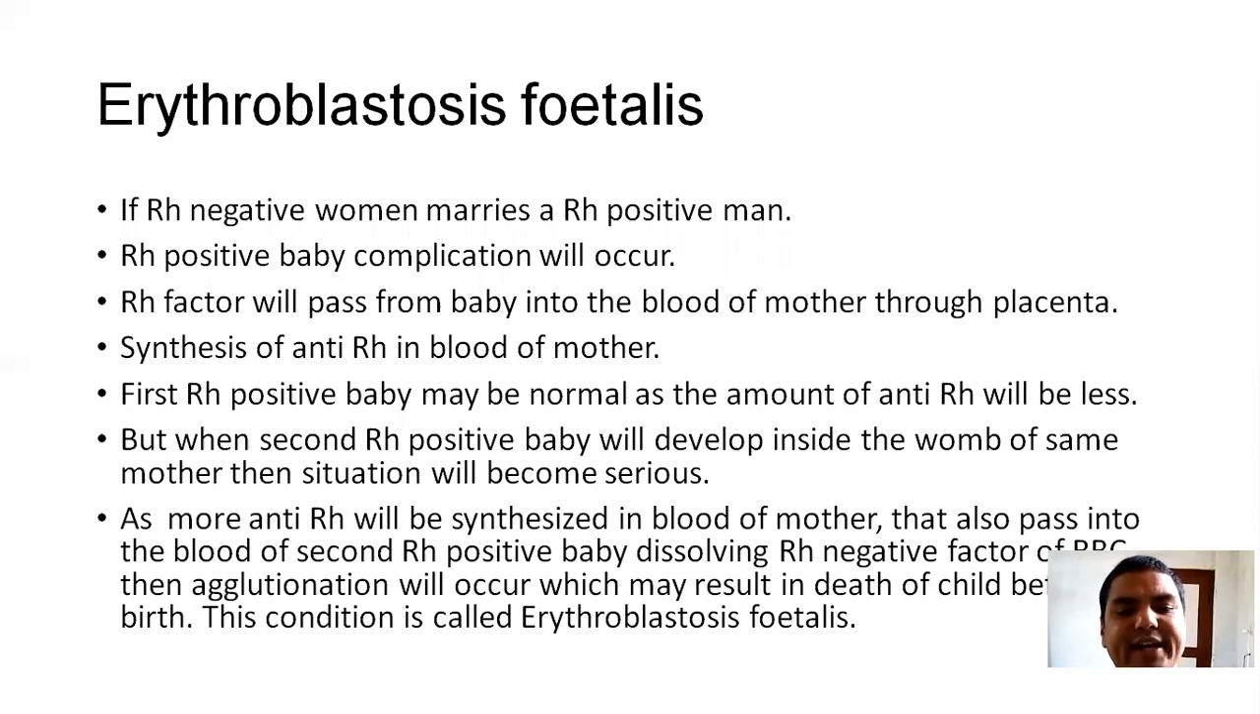As more anti-Rh will be synthesized in the blood of the mother, that also passes into the blood of the second Rh positive baby, dissolving the Rh factors of the RBC, then agglutination will occur, which may result in the death of the child before birth. This condition is called erythroblastosis fetalis.